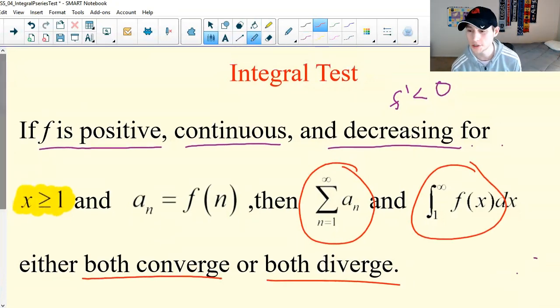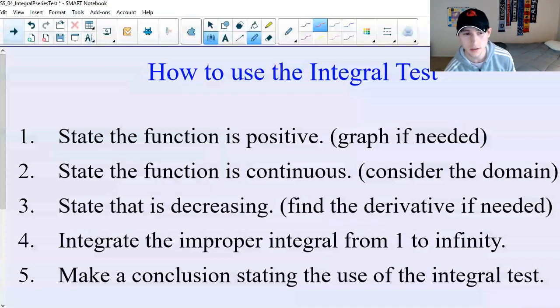Okay, so here's just the basic setup of how this looks.